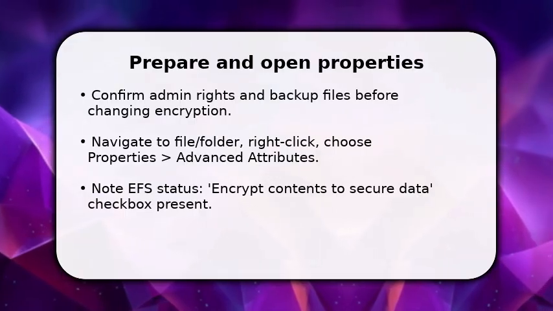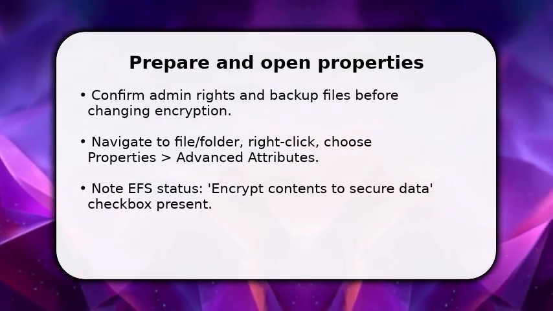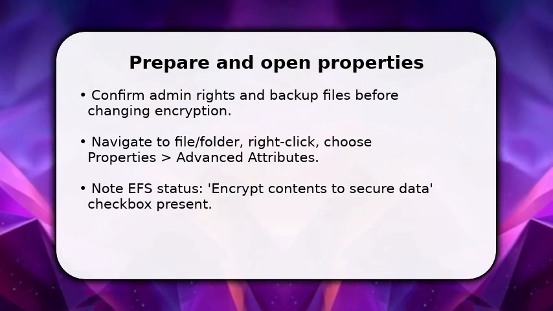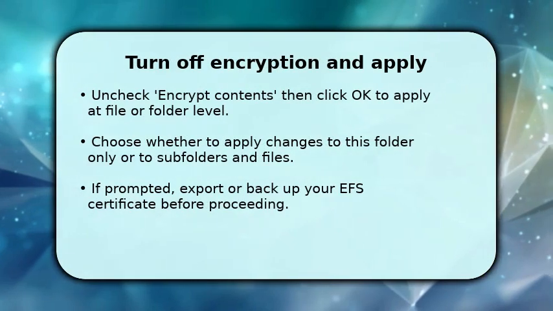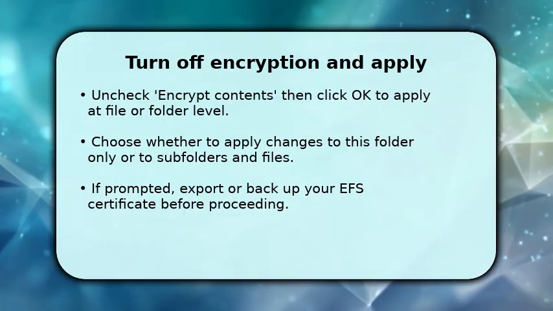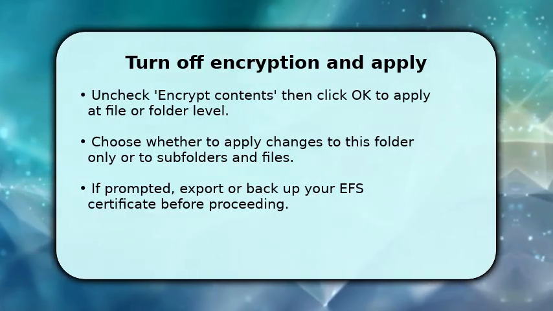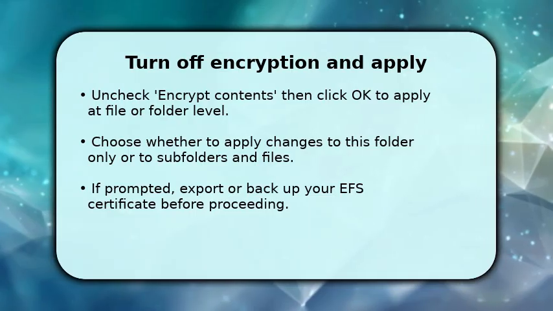This step prepares the system and prevents accidental data loss while you alter encryption settings. You now uncheck Encrypt contents to secure data in Advanced Attributes and press OK to begin. When prompted, choose Apply changes to this folder, subfolders and files if you need recursive removal, otherwise pick this folder only.